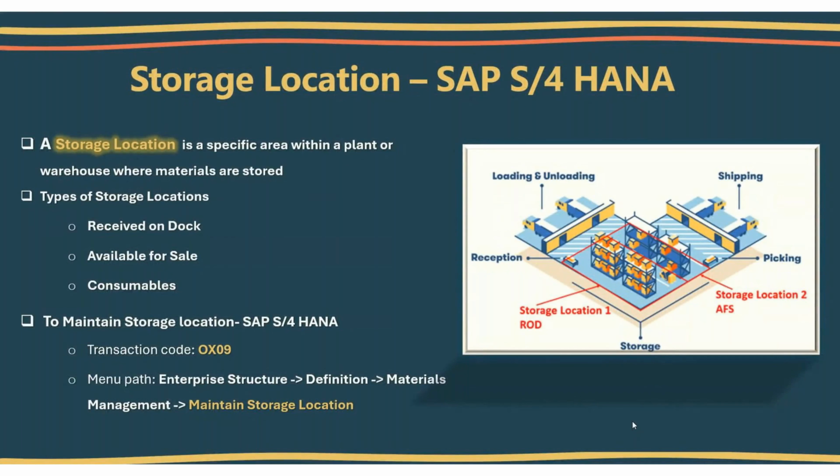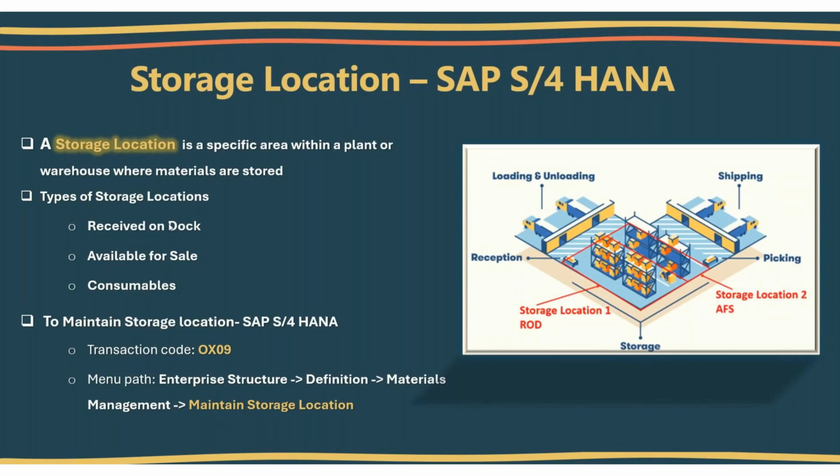For example, in a laptop manufacturing company, you might have separate storage locations for processors, screens, and motherboards. Here, each of these components would be stored in a designated area, making it easier to track and manage your inventory. Okay, the storage locations are really important for organizing your warehouse. They help you group similar materials together and track inventory levels at a more detailed level. So you always know exactly where everything is stored and how much of it you have. Okay, now let's talk about the types of storage locations. These are a few examples.